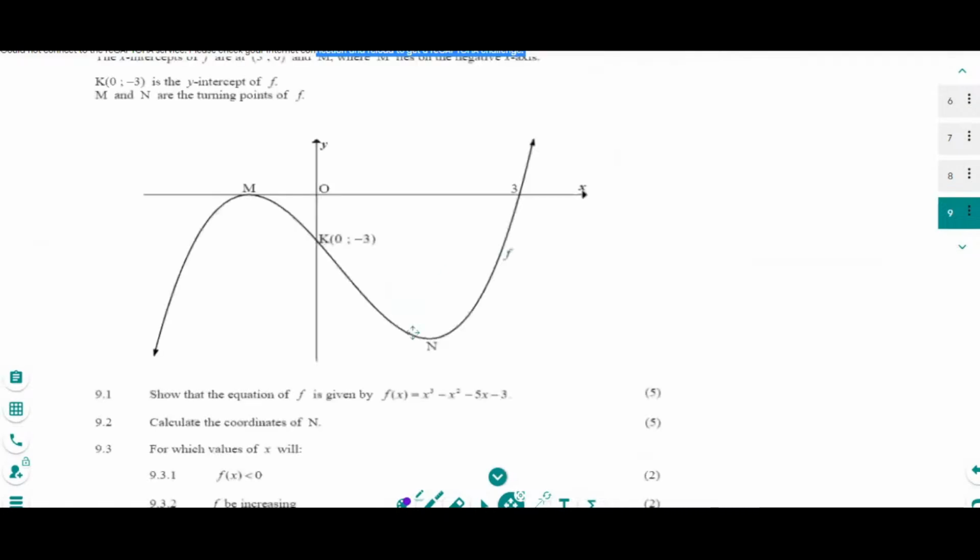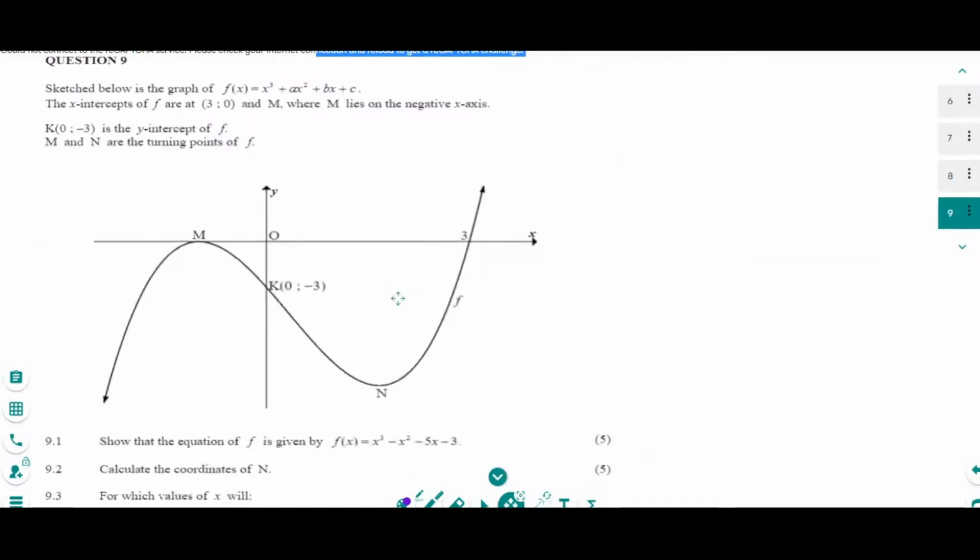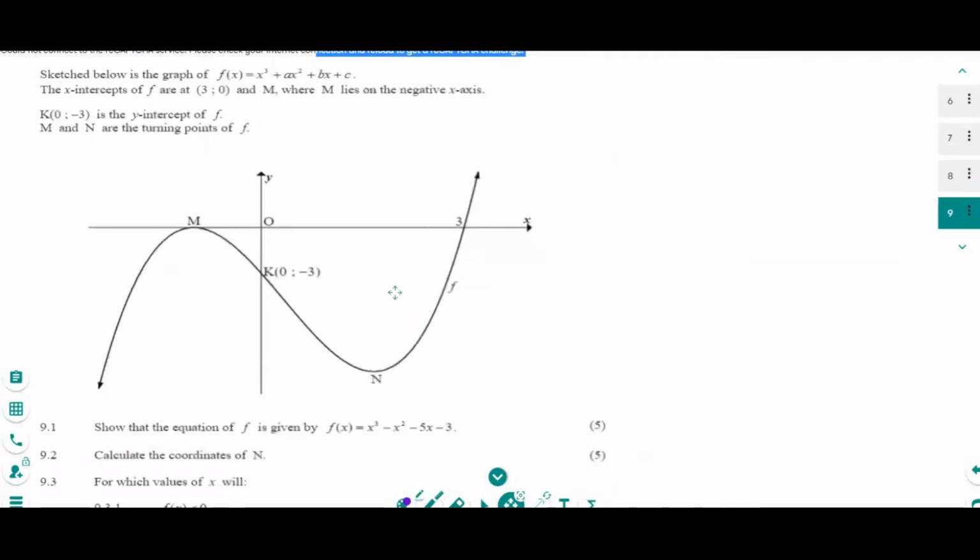All right, we move on to question number 9. Question 9, where are you? There you are. All right, question 9. Sketched below is the graph of f of x equals x cubed plus x squared plus bx plus c.